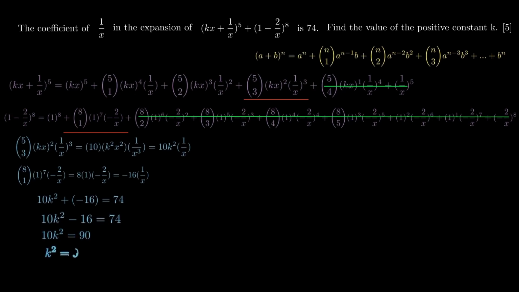Dividing both sides by 10 will give us k squared equals 9. Square rooting both sides will give us k equals positive and negative 3. Since the problem told us to find the positive constant k, we can say that k equals 3.